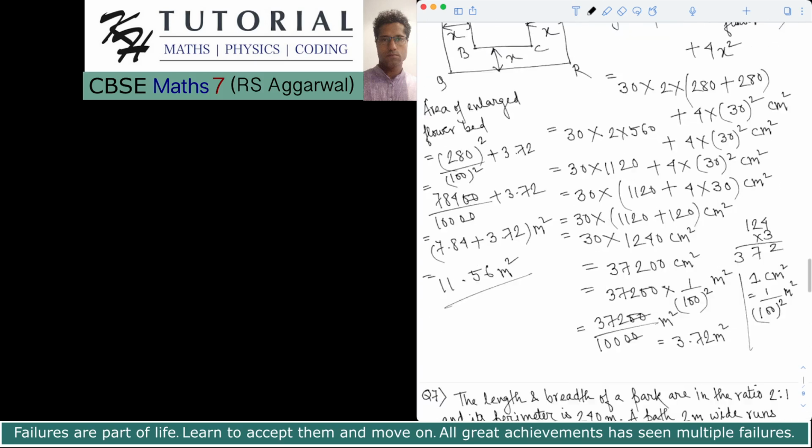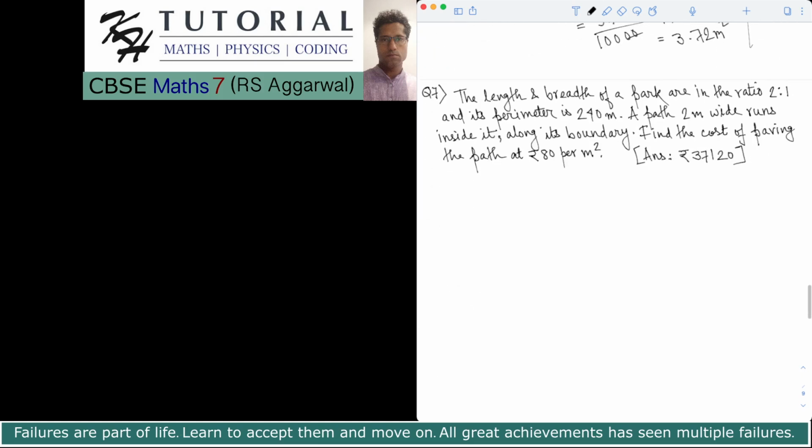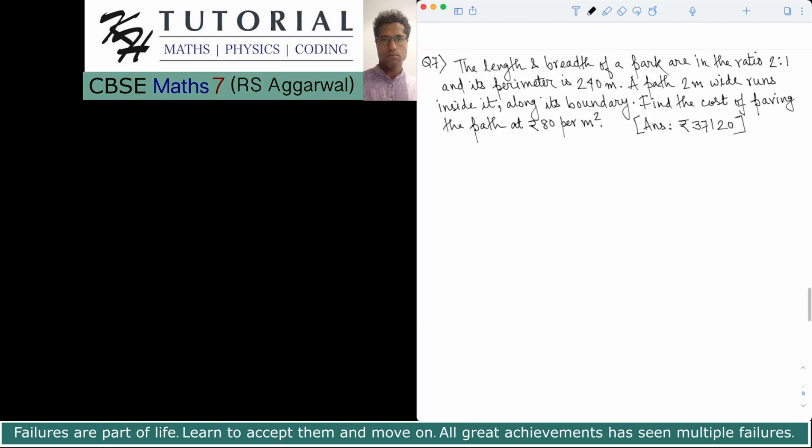Okay, let's do the next problem. Question number 7. The length and breadth of a park are in the ratio 2:1 and its perimeter is 240 meter. A path 2 meter wide runs inside it along its boundary. Find the cost of paving the path at rupees 80 per meter square. So we have to find the area of the path, and the path is inside the park. That is, the path is along the park but inside it.